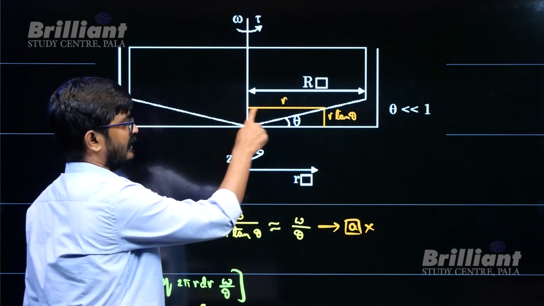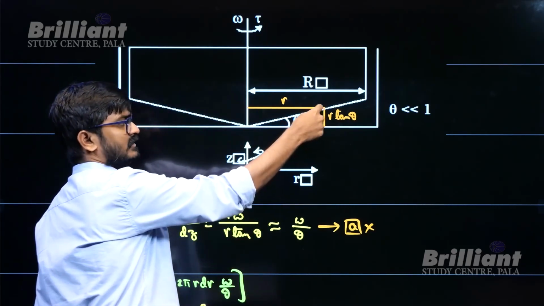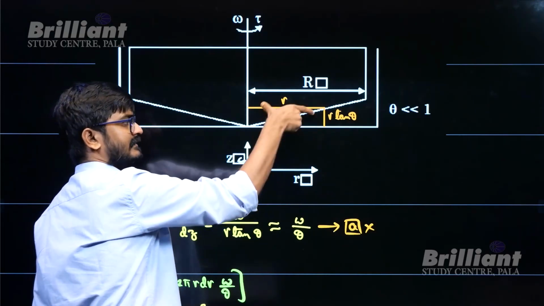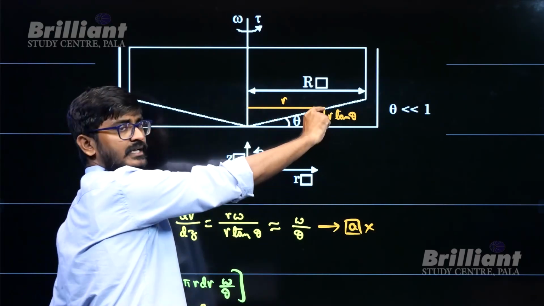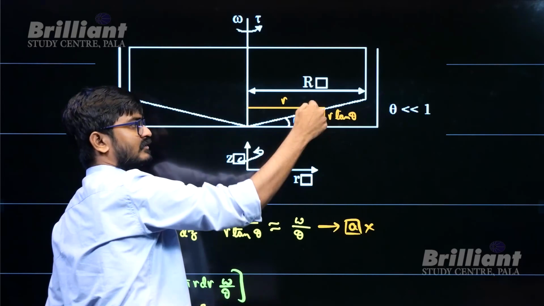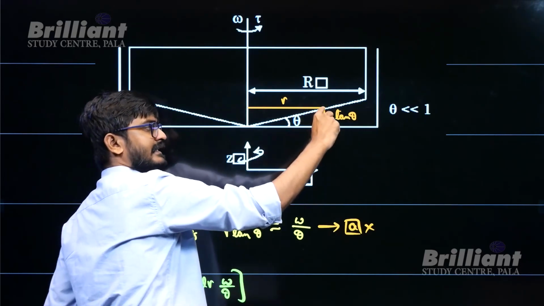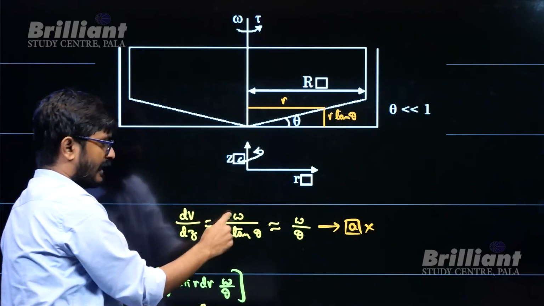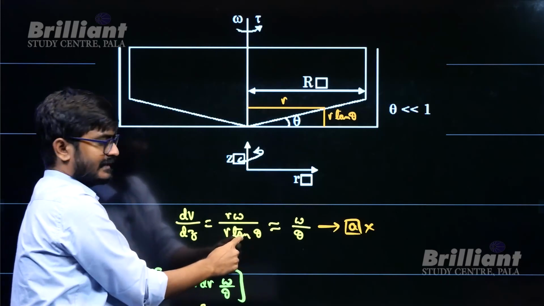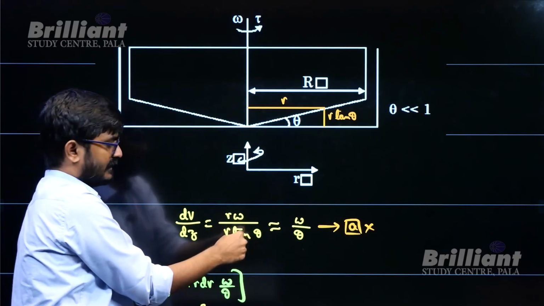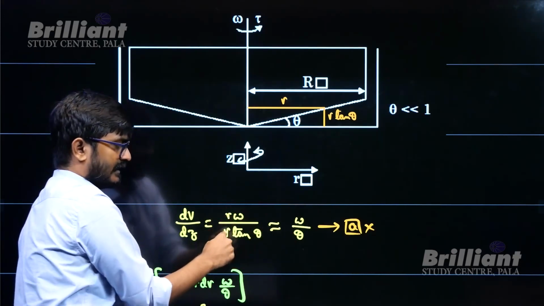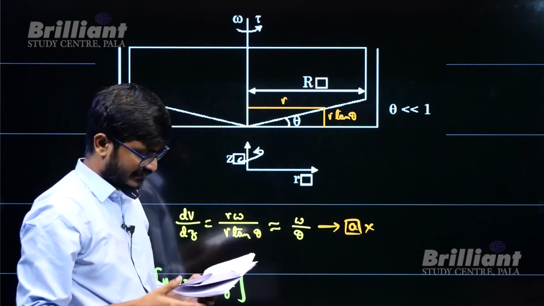See, now if you take some element at a distance r, its velocity will be r omega in this direction, and if this distance is r, then this length is going to be r tan theta. So velocity is r omega and this height is r tan theta. When theta is small, tan theta will be almost theta. r and r will get cancelled. You will be getting omega by theta.